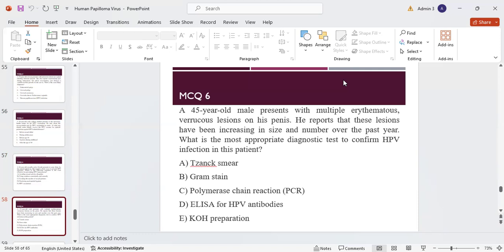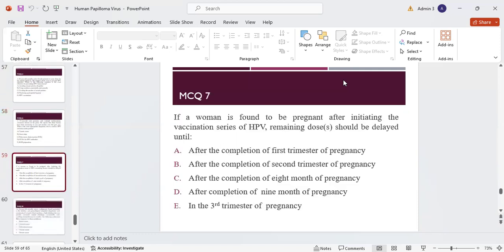C is the right answer. If a woman is found to be pregnant after initiating the vaccination series of HPV, the remaining doses should be delayed until option A, after completion of the first trimester of pregnancy. Option B, after completion of the second trimester. Option C, after completion of 8 months of pregnancy. Option D, after completion of 9 months of pregnancy. Option E, in the third trimester of pregnancy.